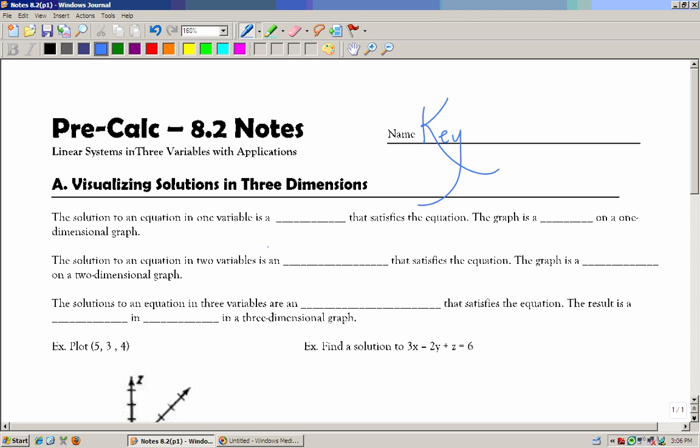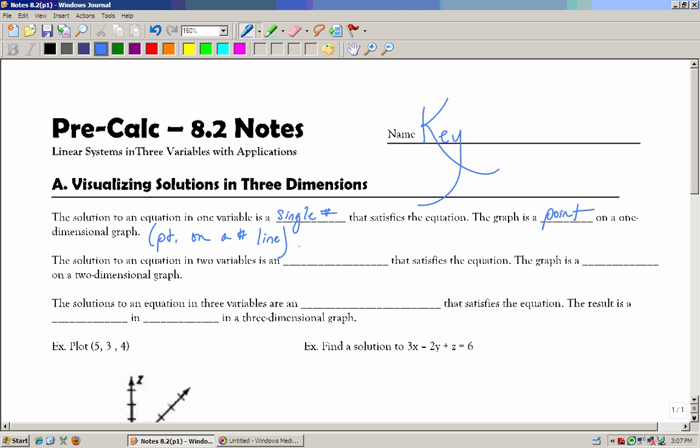We're going to discuss three-dimensional equations. The solution to an equation with one variable is where you get a single number that satisfies the equation. The graph is a point on a one-dimensional graph. Basically, that means it's a point on a number line.